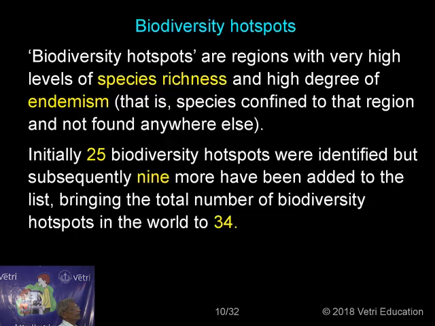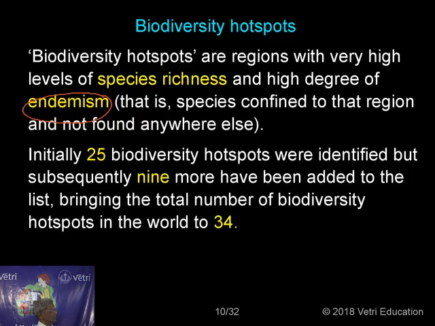Good. Now we have taken the first one, what is called biodiversity hotspots. Biodiversity hotspots are regions with very high levels of species richness and a high degree of endemism. What is the meaning of the word endemism? Endemism is species confined to that region, not found anywhere else. A particular plant is seen only in that area, and if it is seen nowhere else, that type of plant is called an endemic plant, endemism.